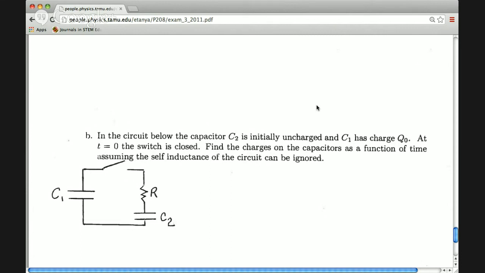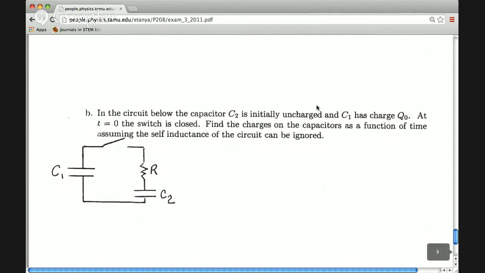Okay, so let's look at this. Capacitor C2, capacitor C1. C2 is initially uncharged. C1 is charged to Q0. At T equal to 0, the switch is closed. Find the charges on the capacitors as a function of time, assuming the self-inductance of the circuit is to be ignored. Okay, so ignoring self-inductance is good when you're supposed to. And in this problem, you certainly are supposed to because it tells you to, right? If it doesn't tell you to, don't ignore it. Okay. And so let me go ahead and bring this up on my other screens.